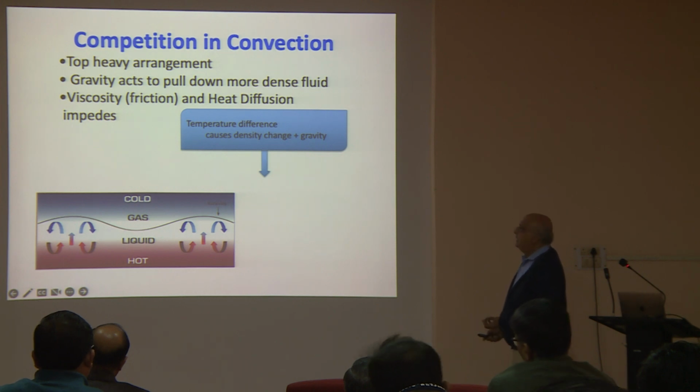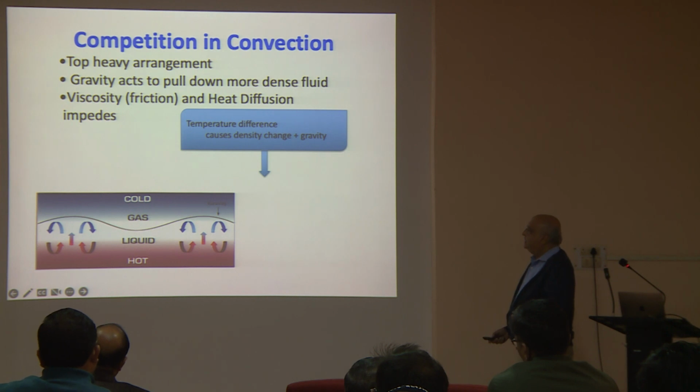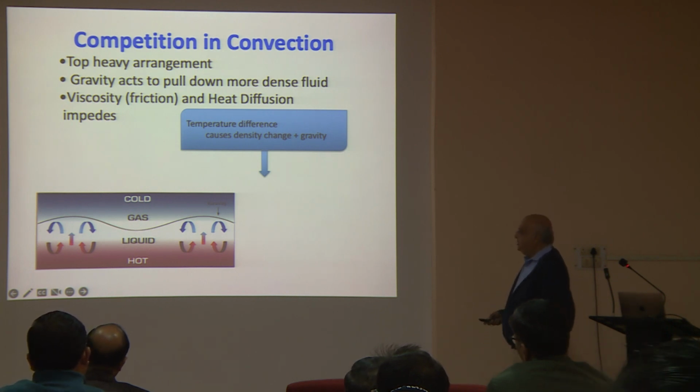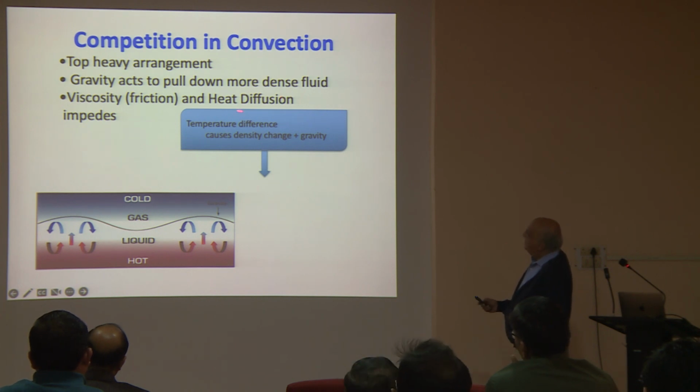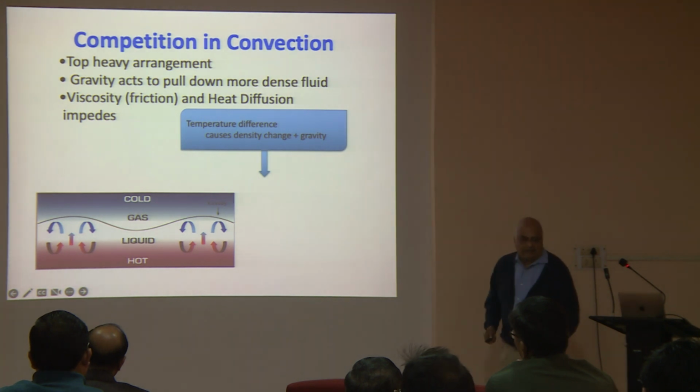So you've got a competition now between two effects. One is density gradients caused by temperature gradients, and the other one is the dissipation of heat due to thermal diffusion and the dissipation of momentum due to viscosity. Gravity acts to pull down the more dense fluid. Viscosity and heat diffusion impede that flow.